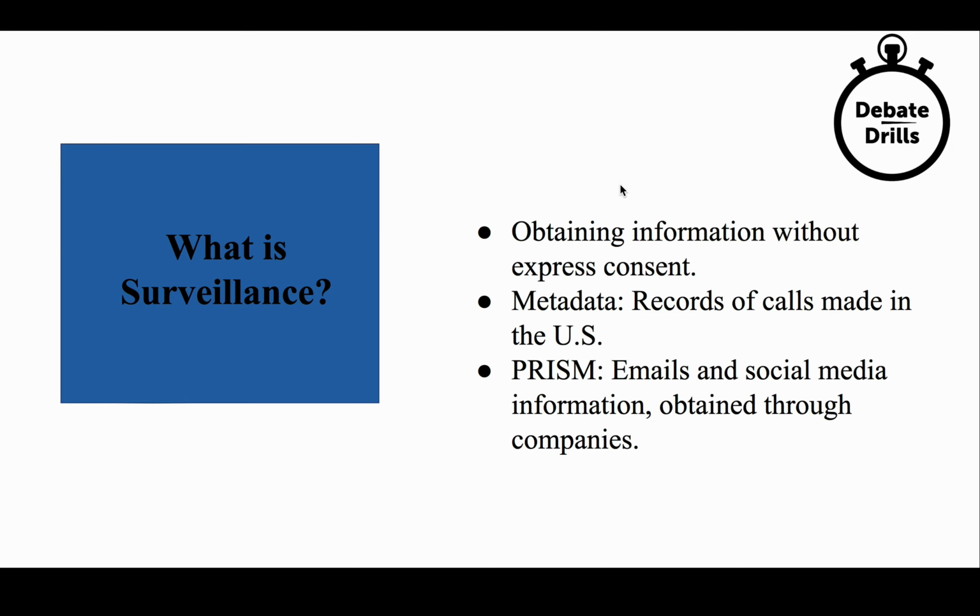Second is PRISM. This, in contrast to metadata, which is fundamentally about telephone calls, is information that is passed along through emails or social media information, so think Facebook, Twitter, Instagram, etc., which are obtained through those social media companies. So an email log that you send may be kept by Google, and a message that you send via Twitter may be kept by Twitter, and then obtained by the government through those companies. An important point of emphasis here is that this is what's known as bulk data, which is information that is collected indiscriminately, as opposed to targeted.